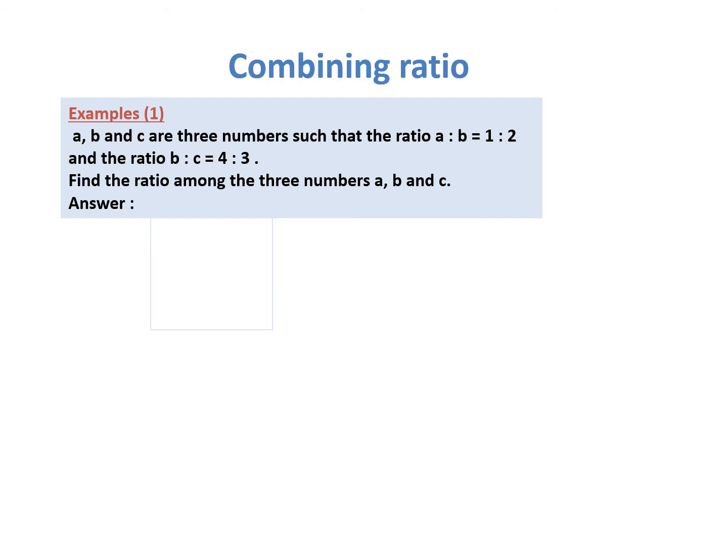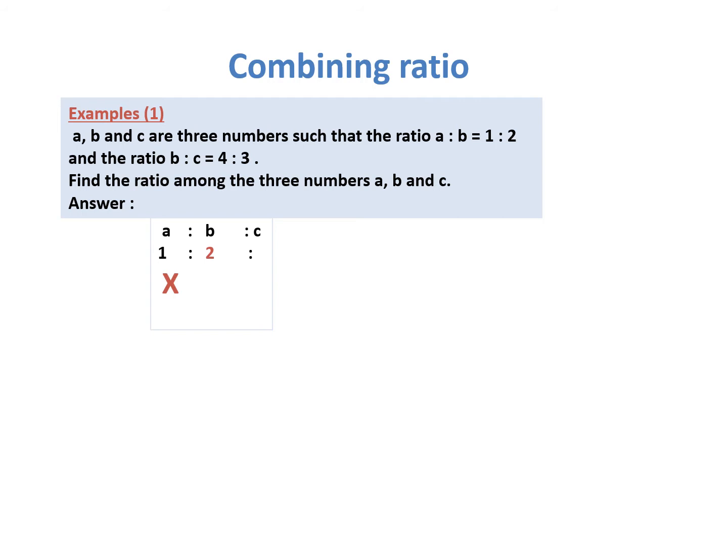First of all, we have two ratios. It means we have two lines. The first line we write the first ratio. The second line we write the second ratio. In the first line we have A to B. A equals 1, B equals 2. We write A equals 1, B equals 2.